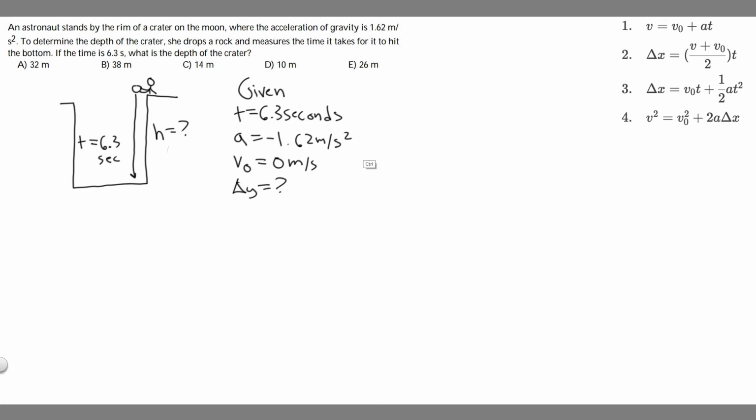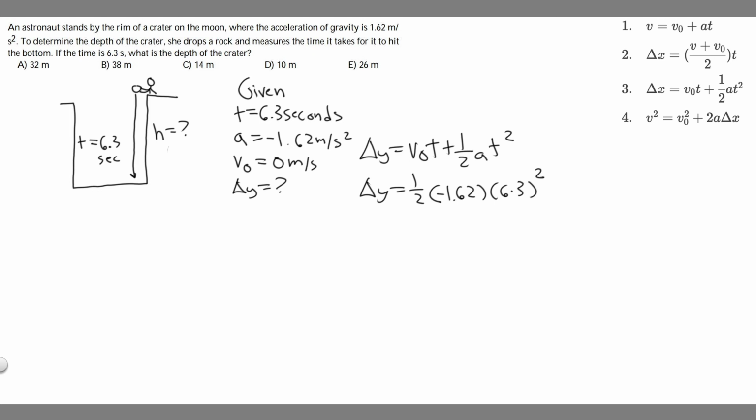So delta y equals v sub 0 times t plus 1/2 a t squared. Because all we have to do is plug in v sub 0, a, and t, and we can solve for delta y. If we know the change in y, it's going to give us the height, basically. So delta y equals v sub 0, which is 0, times t, which is 6.3. 0 times 6.3 is still 0, so we can ignore that. Plus 1/2 times acceleration, which is minus 1.62, multiplied by t squared, so t is 6.3 squared.